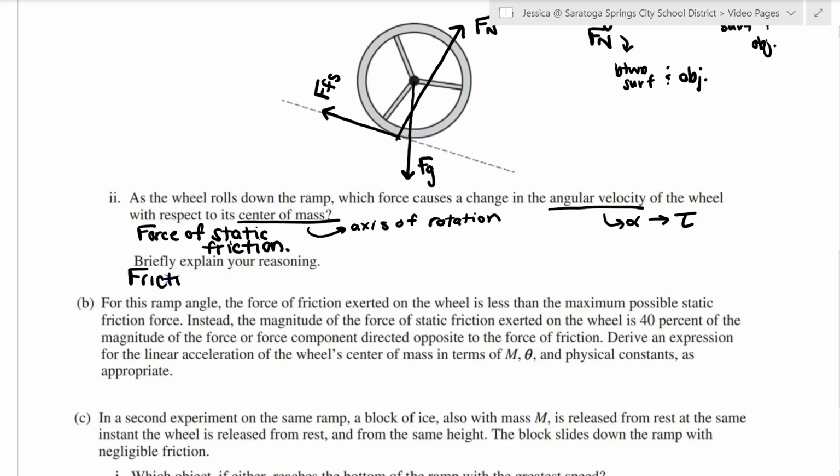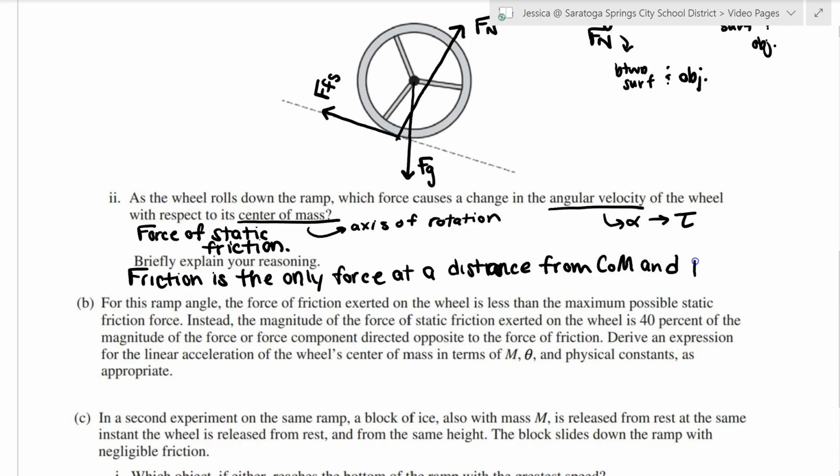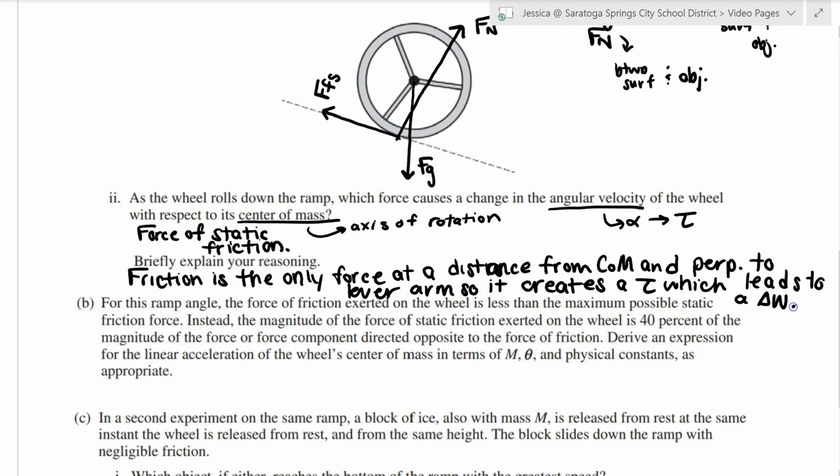Friction is the only force at a distance from the center of mass and perpendicular to the lever arm. So it creates a torque, which leads to a change in angular velocity.